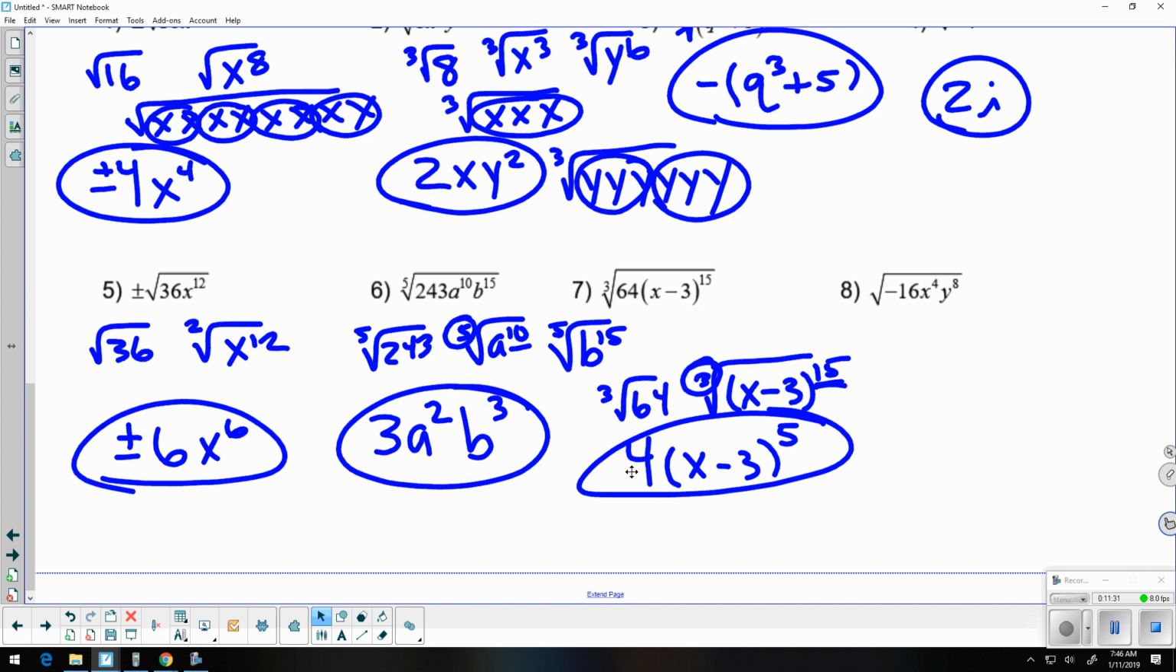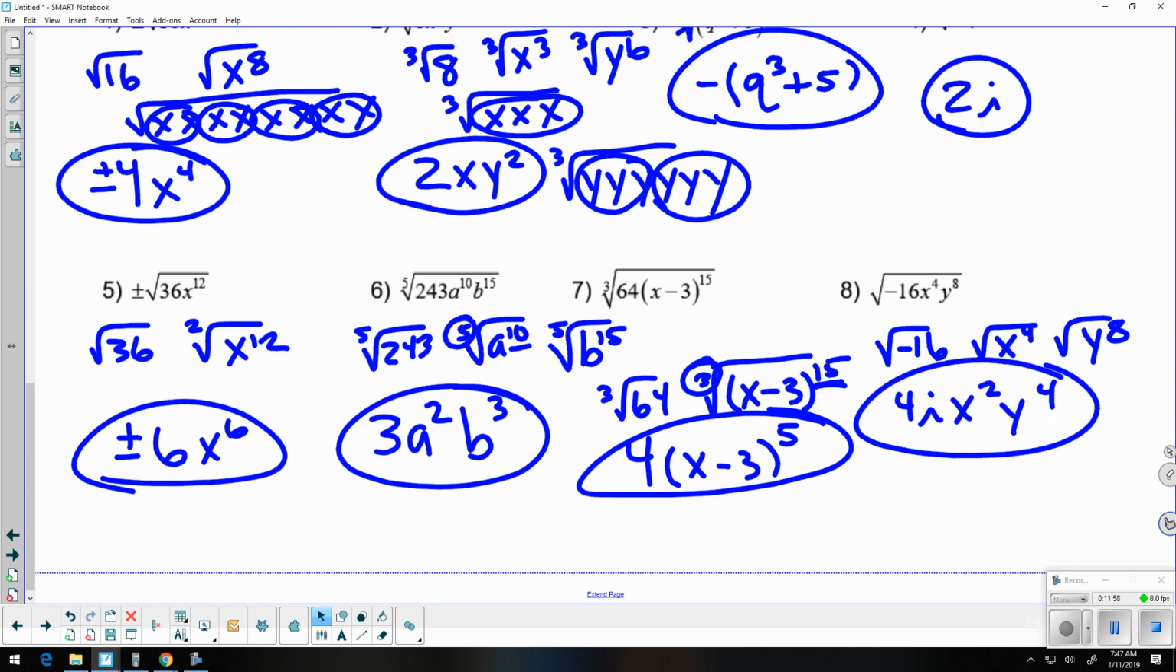Okay, and just leave your answer like this too. You don't have to actually FOIL out x minus 3 5 times and then distribute 4. Don't do that. Just leave it like this. Take the cubic root of each individual term and then just leave it alone. Okay? The last one, so we're taking the square root of everything here. So square root of each term. So square root of negative 16, that'd be a 4i. That'd be an x squared, and y would be to the 4th. Okay, so there's your final answer.